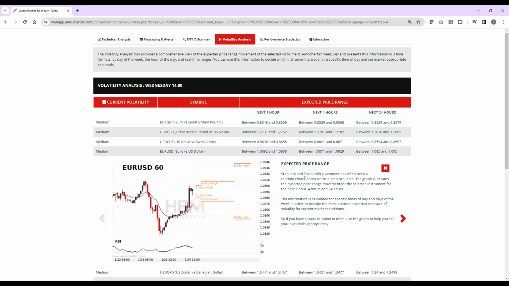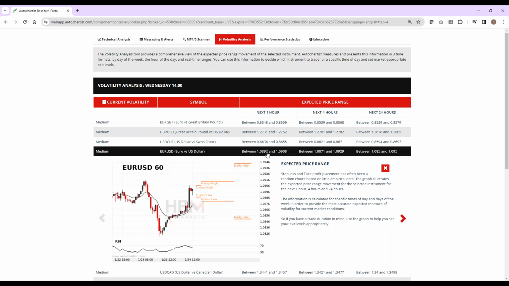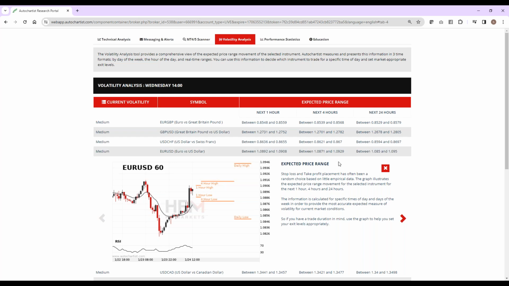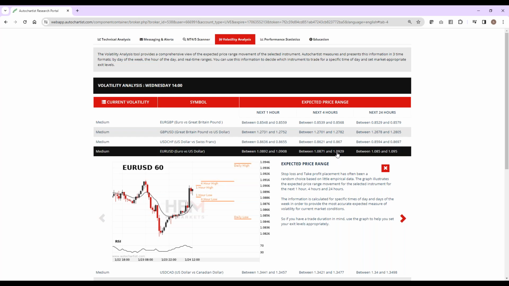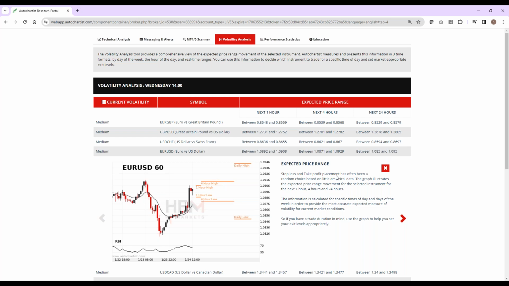Expected price range is between 108.92 up to 109.08 for the next hour. So we have also here the next 4 hours and the next 24 hours. So this is the expected range.